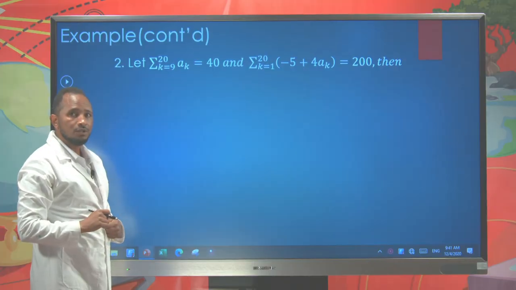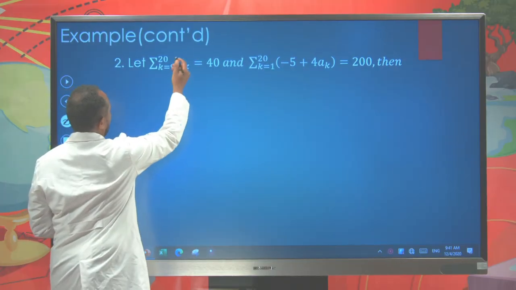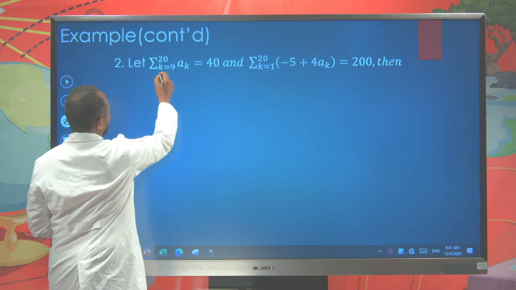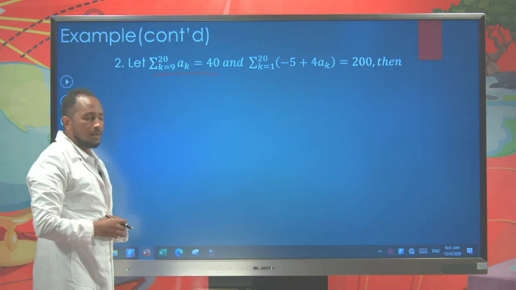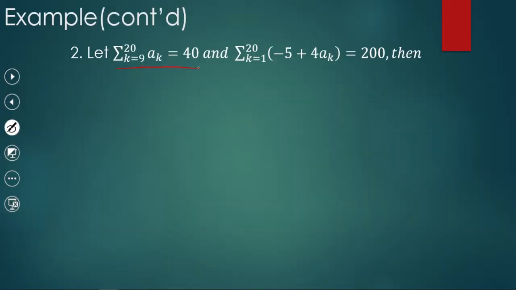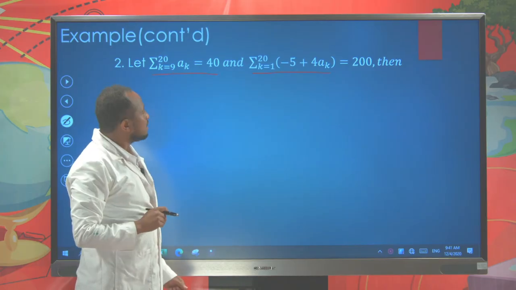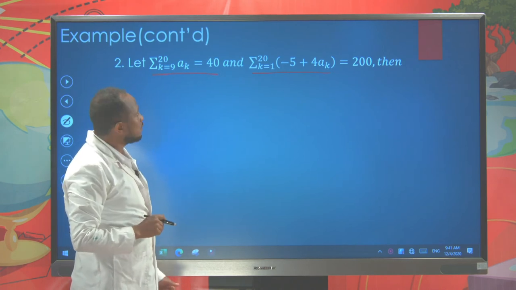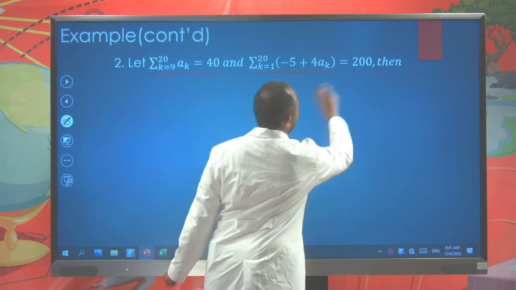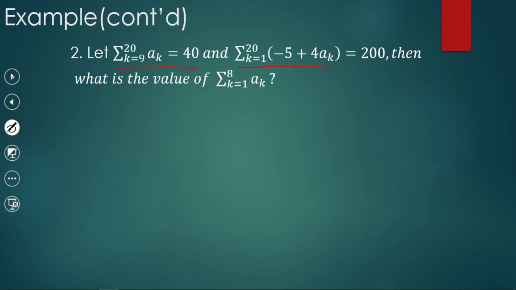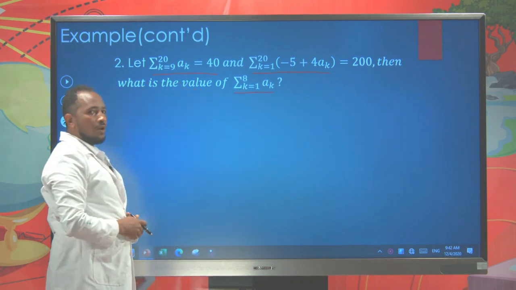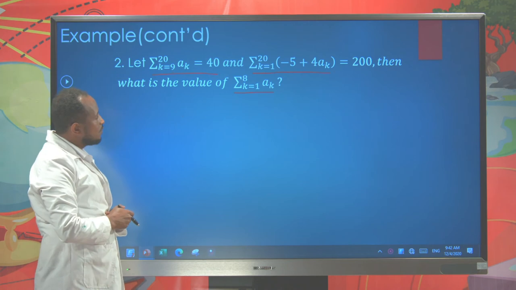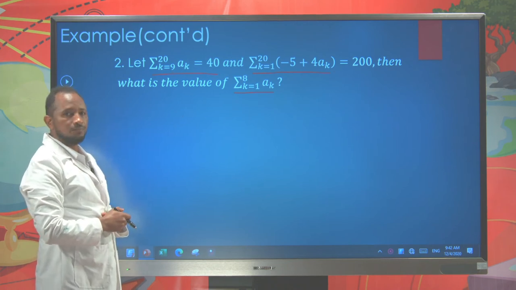Let the summation of a_k, where k starts from 9 up to 20, be given as 40. And the summation of (-5 + 4a_k), where k starts from 1 up to 20, is given to be 200. Then you are asked to evaluate this one: what is the value of the summation of a_k, where k starts from 1 up to 8?